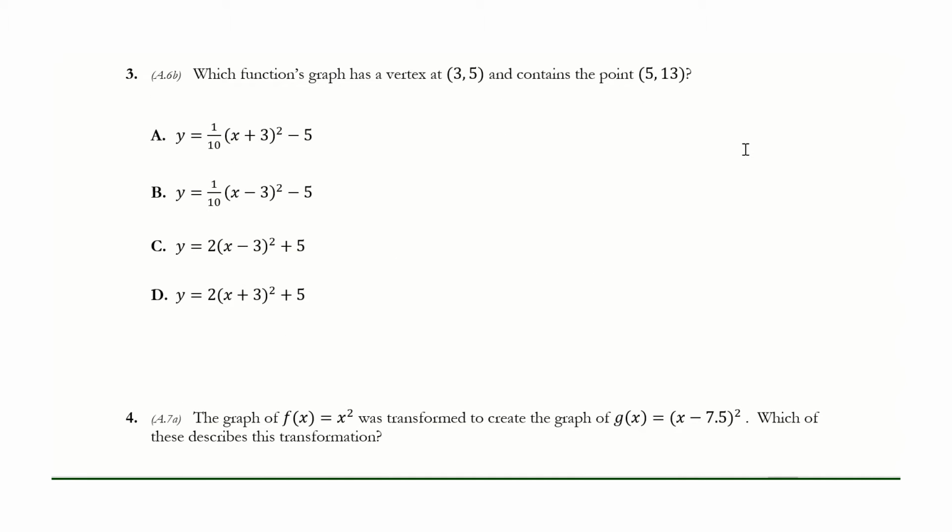Number 3. Which function's graph has a vertex at (3, 5) and contains the point (5, 13)? Is it A, y = 1/10 (x + 3)² - 5? B, y = 1/10 (x - 3)² - 5?